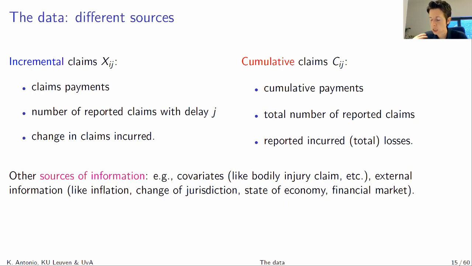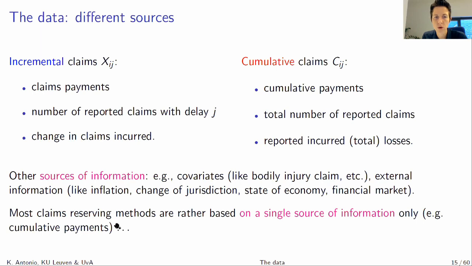So these are typically other types of information which are typically ignored if you work with such a triangular display. So most of our claims reserving methods, the state-of-the-art ones, are rather based on a single source of information, a single triangle that captures the whole thing. So the fact that we ignore this information, that's also one of the reasons, motivations, why people are currently experimenting a lot or exploring a lot what they can do with the detailed data at the level of the development of an individual claim.